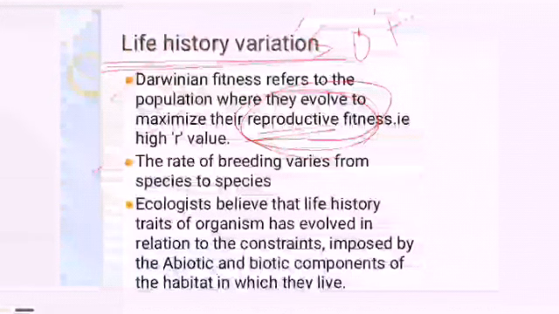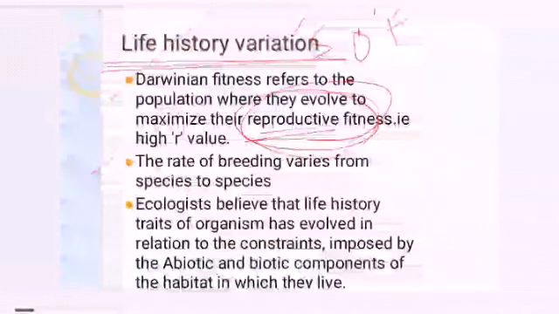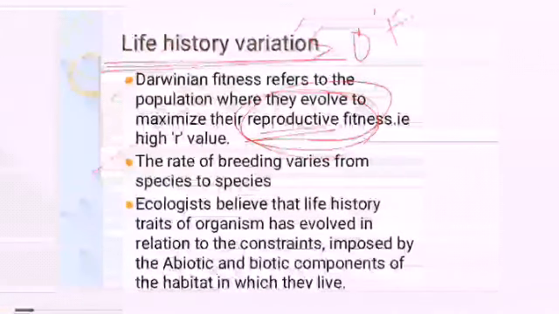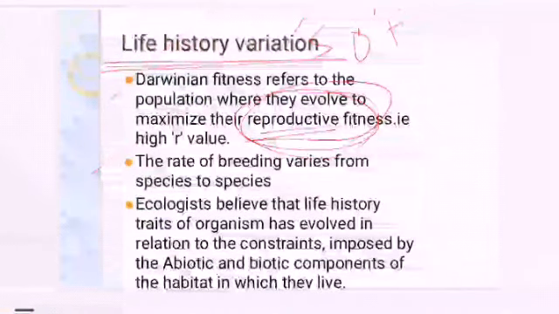So one is a small number of big size: since the size is big, obviously the number of offspring will be less. And if the size is small, the number of offspring will be more. So there are variations in breeding practices as well as in offspring. It differs from species to species, and variations are noted.